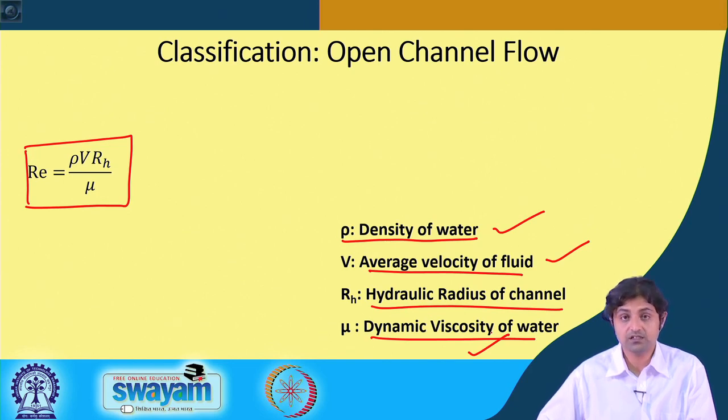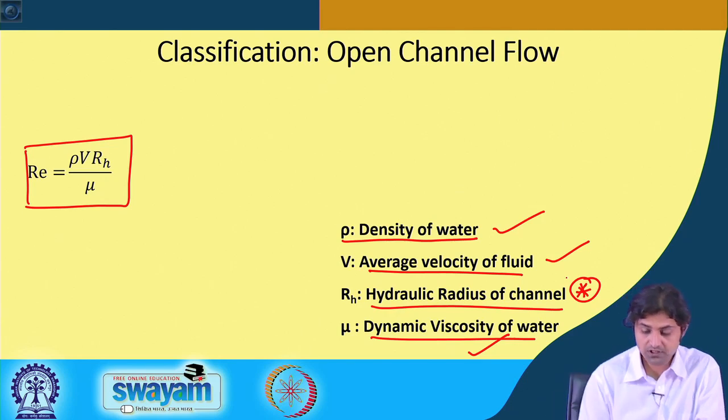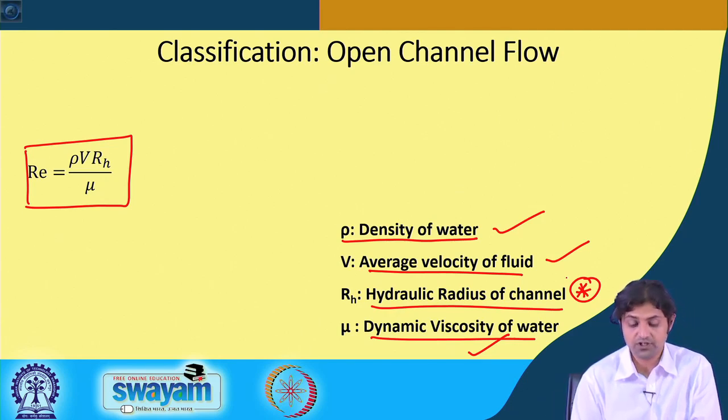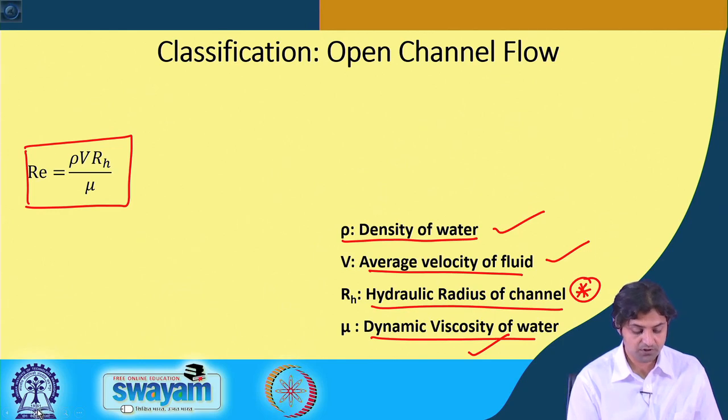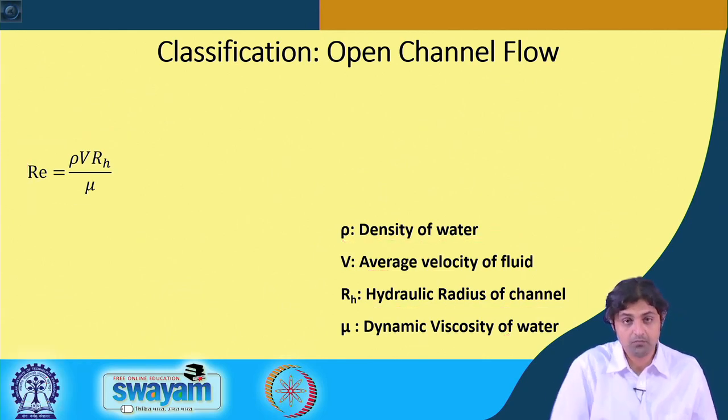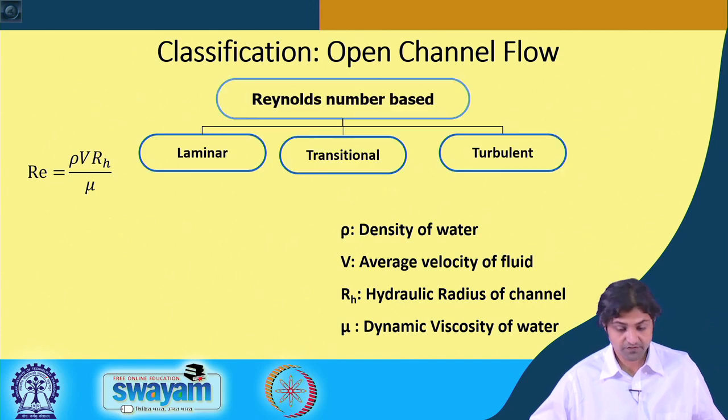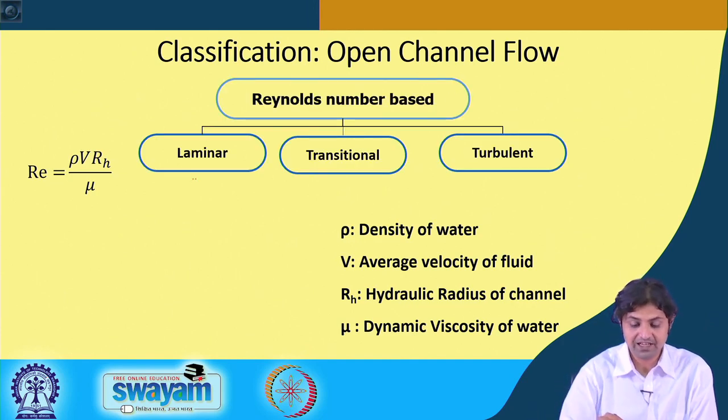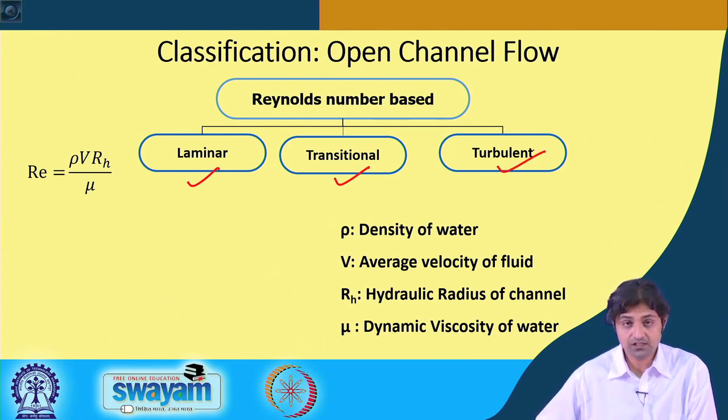The thing we are hearing for the first time is the hydraulic radius of the channel. We are going to learn in this module what the hydraulic radius of the channel is. Depending upon the variation of Reynolds number, the flow can be classified as laminar, transitional and turbulent. This is the same type of classification that we have seen in basics of fluid mechanics, but specific to open channel flow.